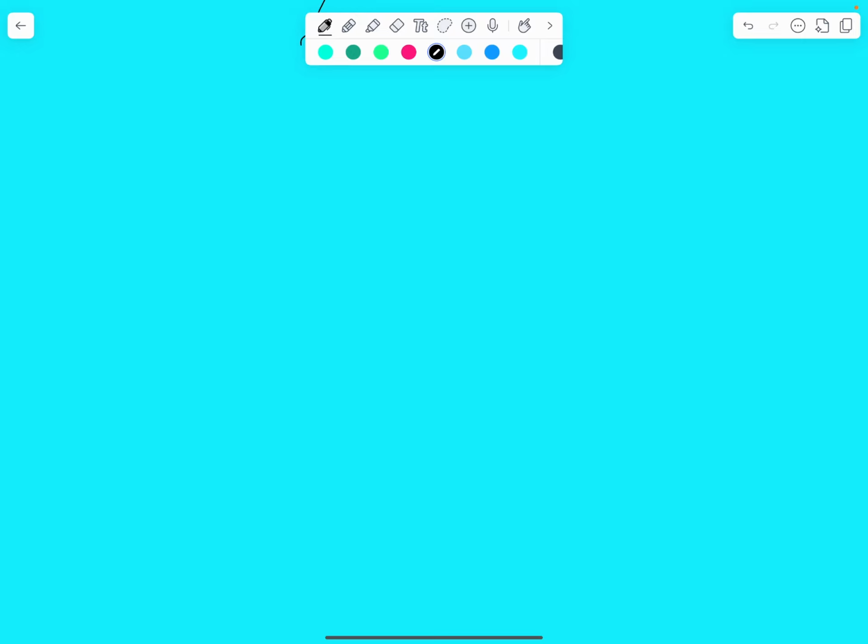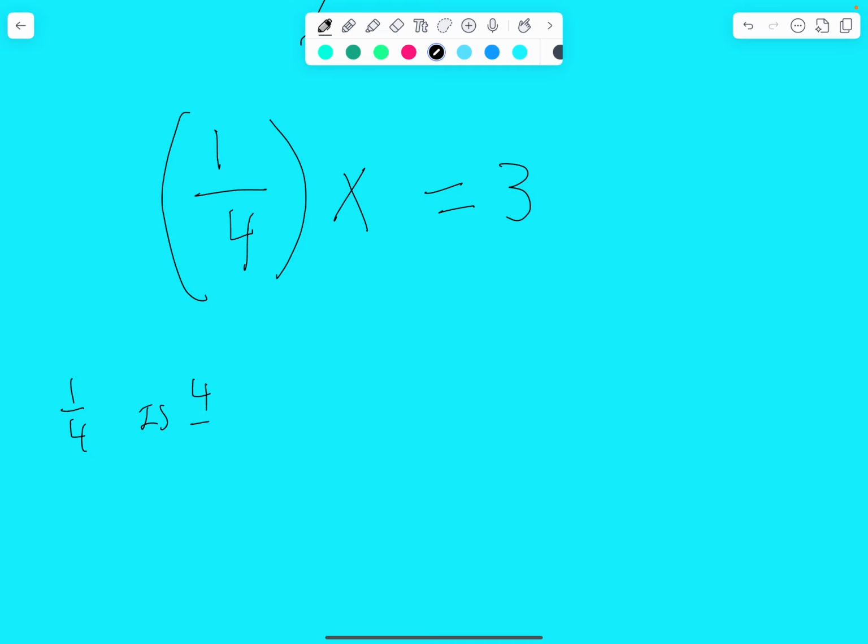Now, let's talk about fractions as coefficients. A fraction in front of x means we undo it by multiplying by its reciprocal. The reciprocal of 1 over 4 is 4 over 1, or also known as 4. These are the exact same things. You just flip it. That's literally it, right?